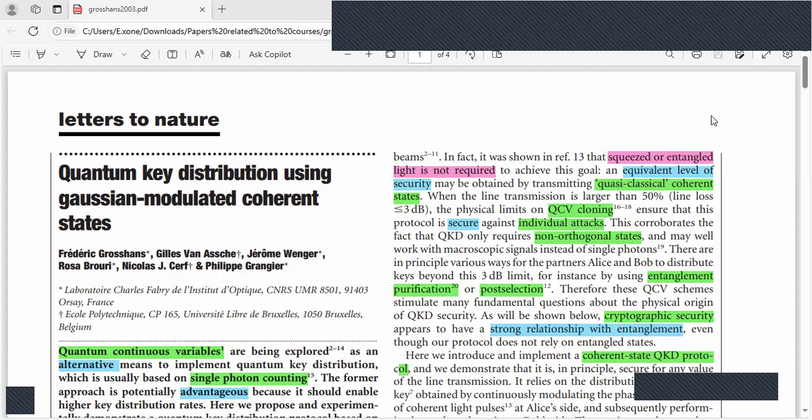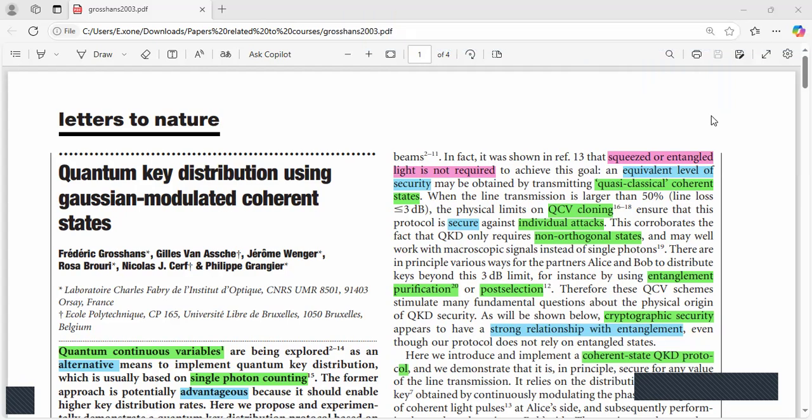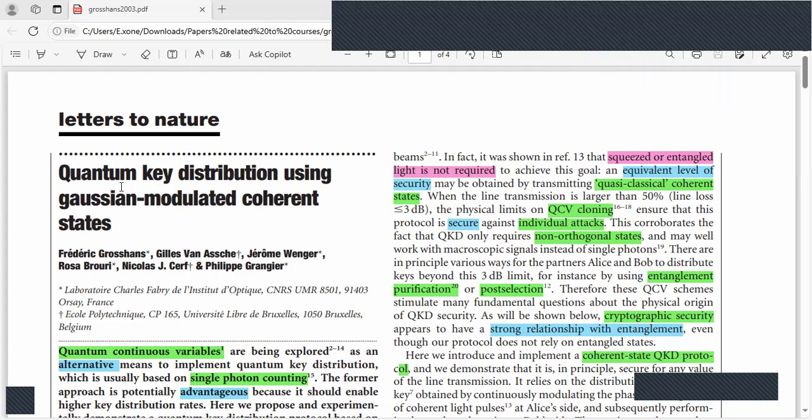So today we are going to discuss a very fundamental and very groundbreaking research paper in the field of quantum key distribution. So what is quantum key distribution? We know that quantum key distribution is a method to securely distribute the encryption keys between two parties through the use of quantum states. The title of the paper is Quantum Key Distribution Using Gaussian Modulated Coherent States, and it was published in 2003 in Nature.